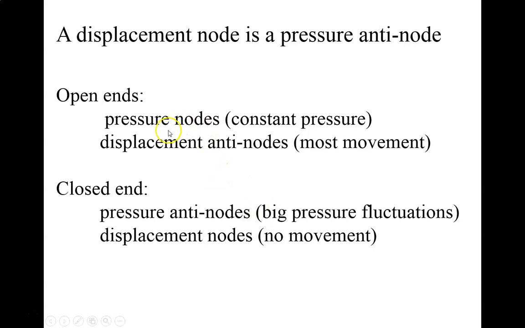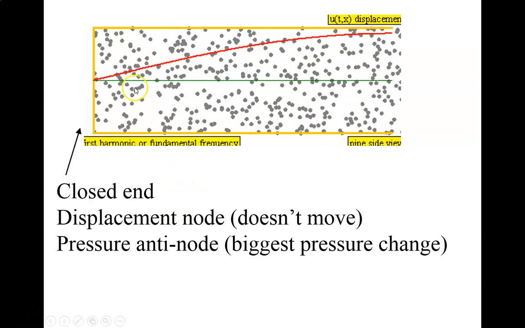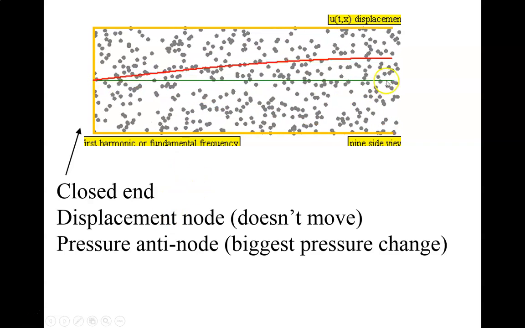So open ends are pressure nodes. They're constant pressure because they stay lined up with air pressure, the room pressure. But they're displacement antinodes, because the air can move back and forth the most since they're open. Closed ends are pressure antinodes, so they have the biggest change in pressure. But they are displacement nodes, which means the air can't move back and forth there at all because they're stuck in place.